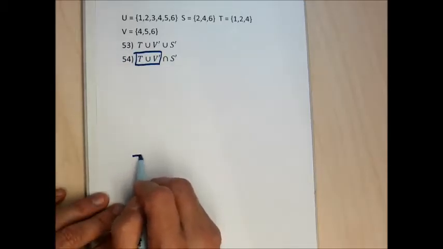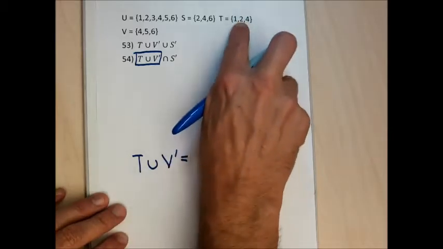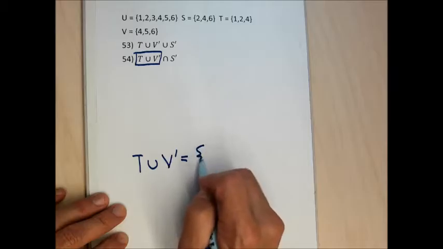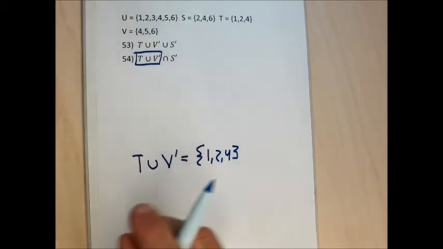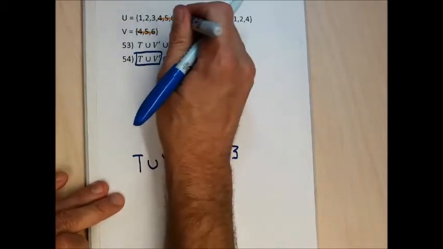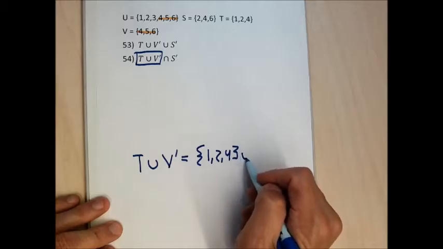And that's the first thing you're going to do in problem 53. So to do T union V complement, I'm going to take the set T, which is the numbers 1, 2, and 4, and V complement, which is going to be 1, 2, and 3. It's what I get when I take V out of the universal set.